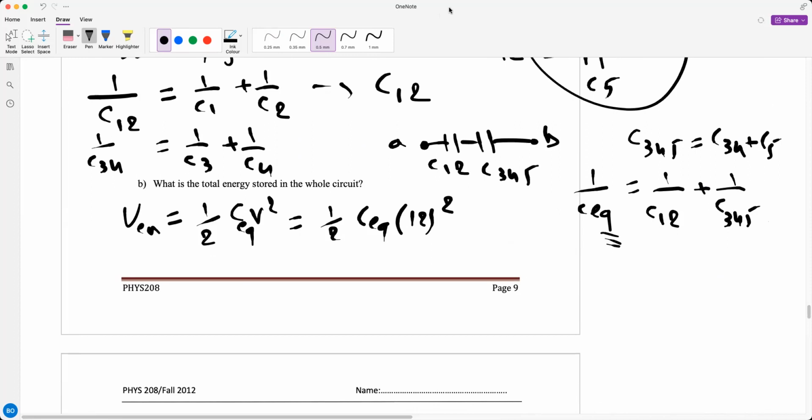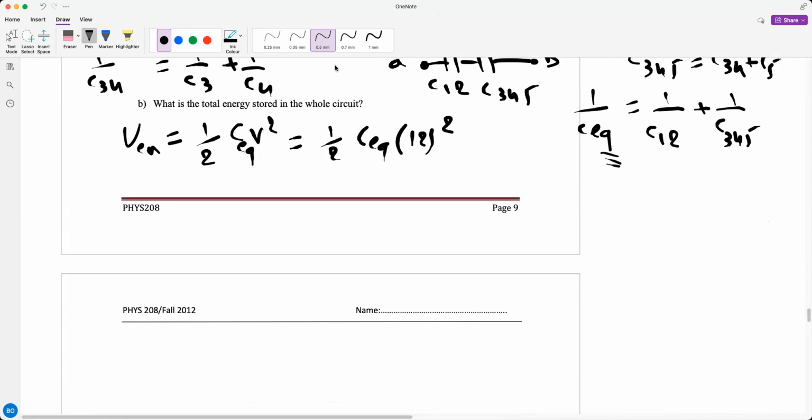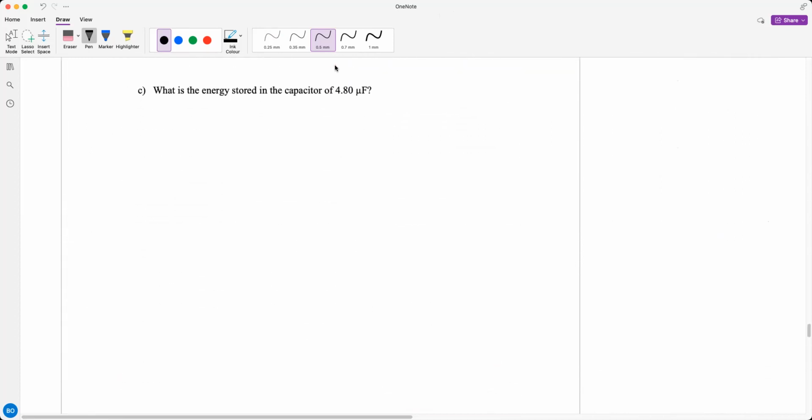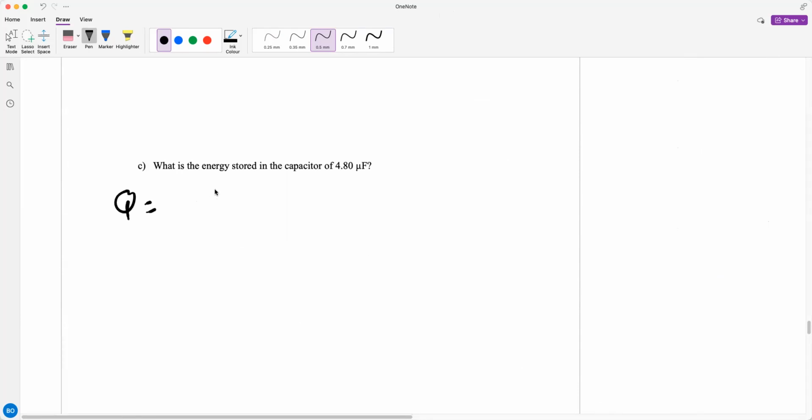Yes, you can find the charge too. The last question is, what is the energy stored in the capacitor? Here I want to calculate the energy stored in the capacitor that is 4.8 microfarad.